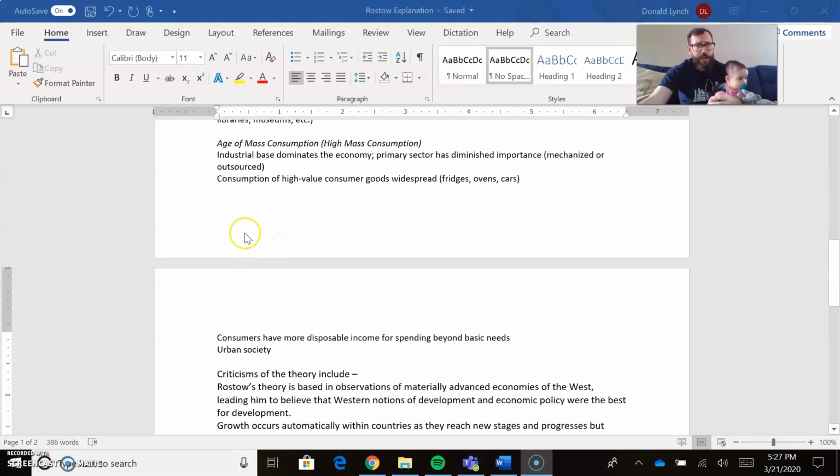The other thing, where I kind of cut off here for the age of mass consumption, consumers have disposable income so that we can spend beyond our basic needs, which allows us to buy 47 pairs of shoes. And then we are highly urbanized as an entire society at this point in time.